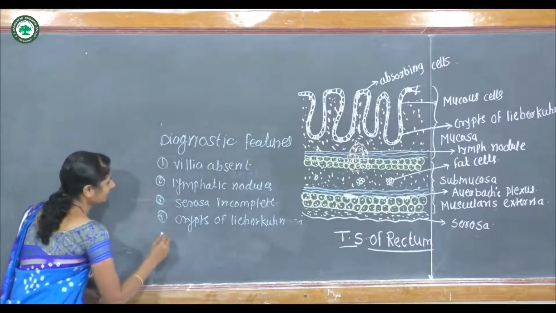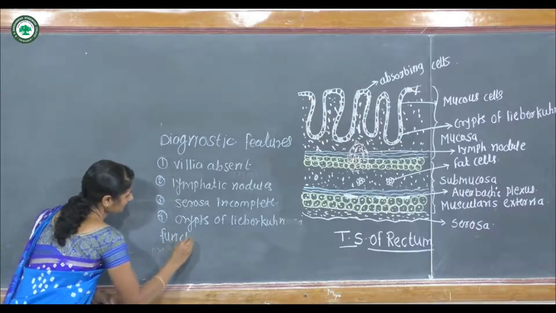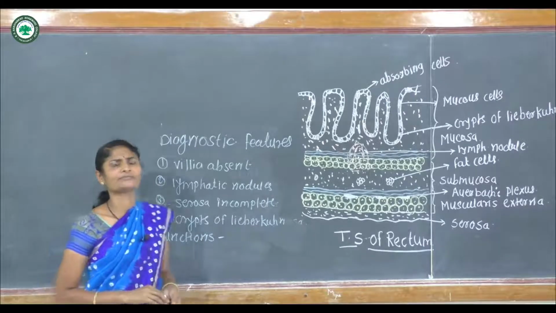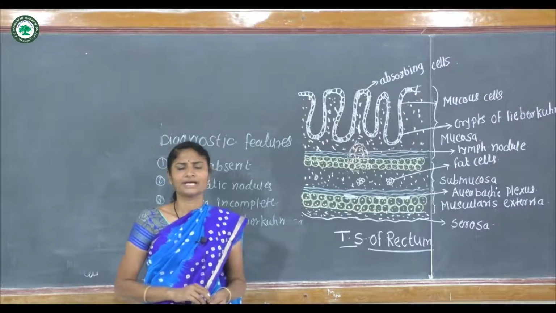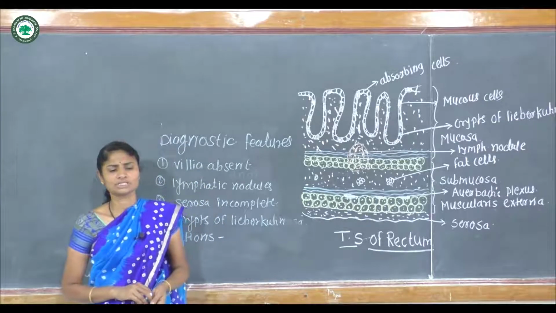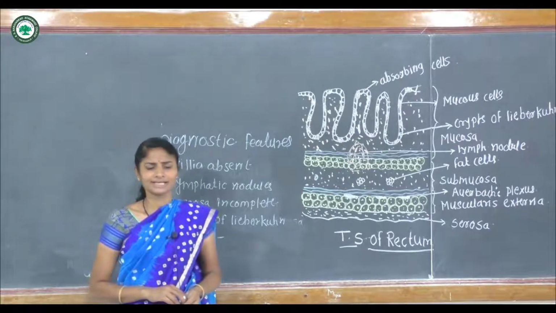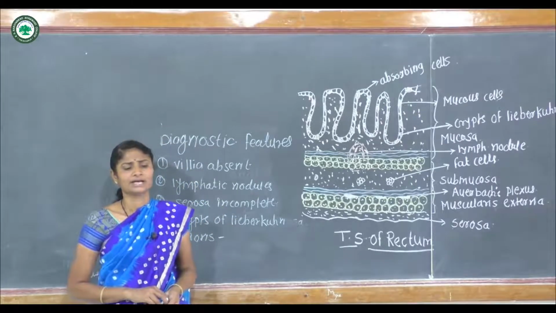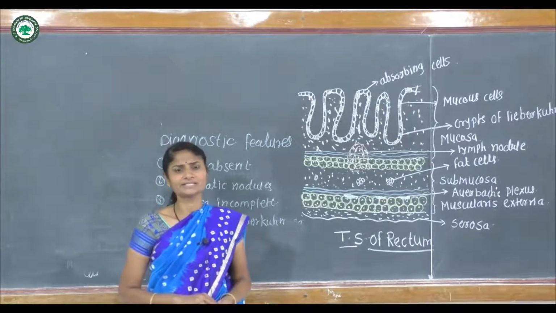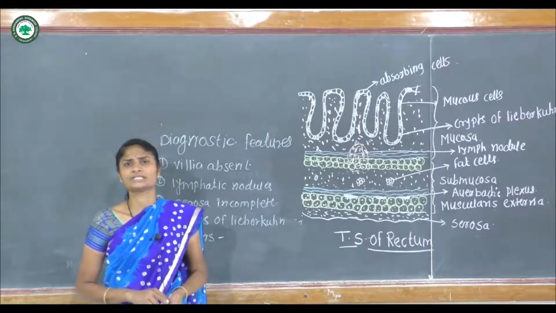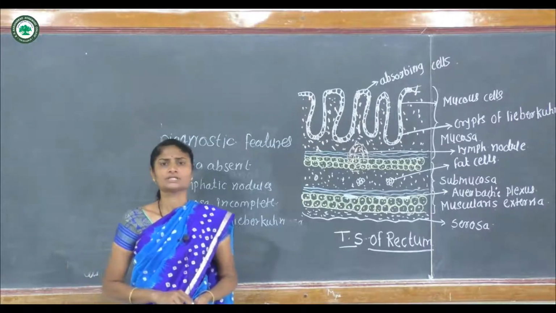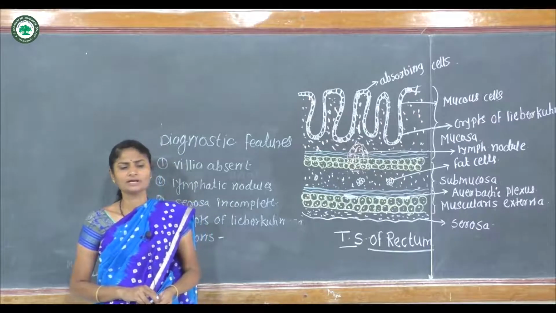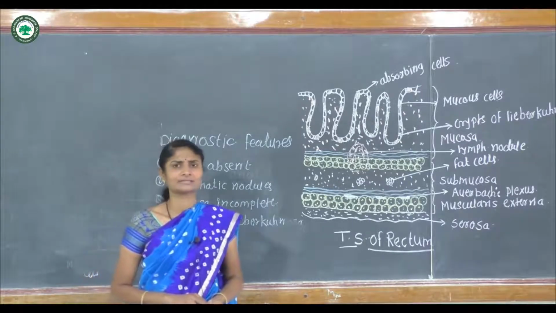Functions of rectum. It is a reservoir for feces before excretion. It is most important for water reabsorption as well as playing an important role in reabsorption of electrolytes such as sodium, potassium, chlorides from the stool, and an important role in the defecation process.